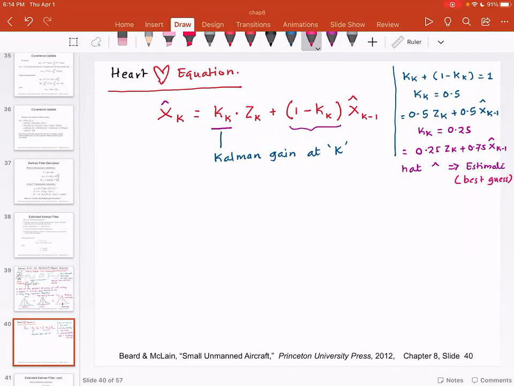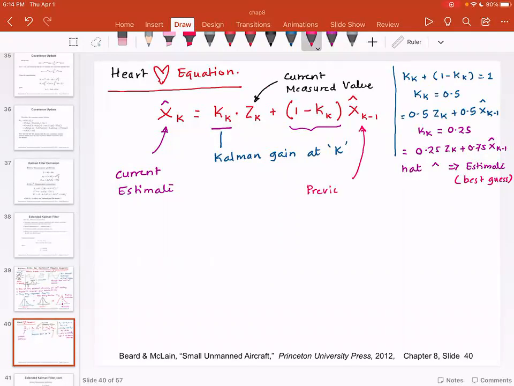So what we have here is the heart equation, wherein xk is the current estimate. Then zk is the current measured value. And x hat k minus 1 is the previous estimate.